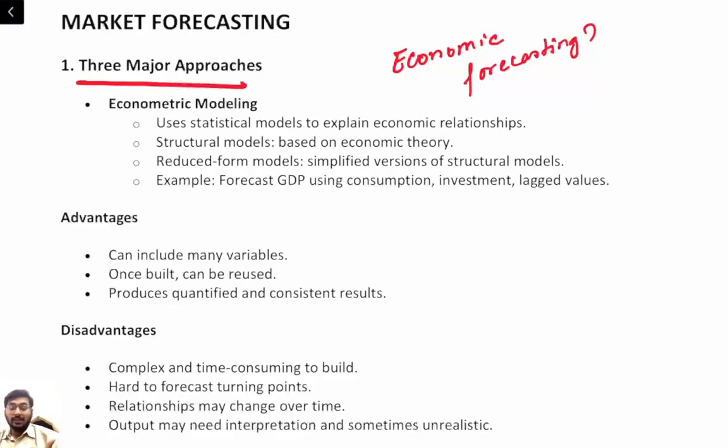Now I have three major methods for that, or you can say three different approaches. One approach is econometric modeling. This is the first approach, econometric modeling. Then we have another approach, economic indicators. Then the third one is the checklist approach. So I have three different approaches: checklist approach, economic indicators, and econometric modeling. Sir, what is this econometric modeling?